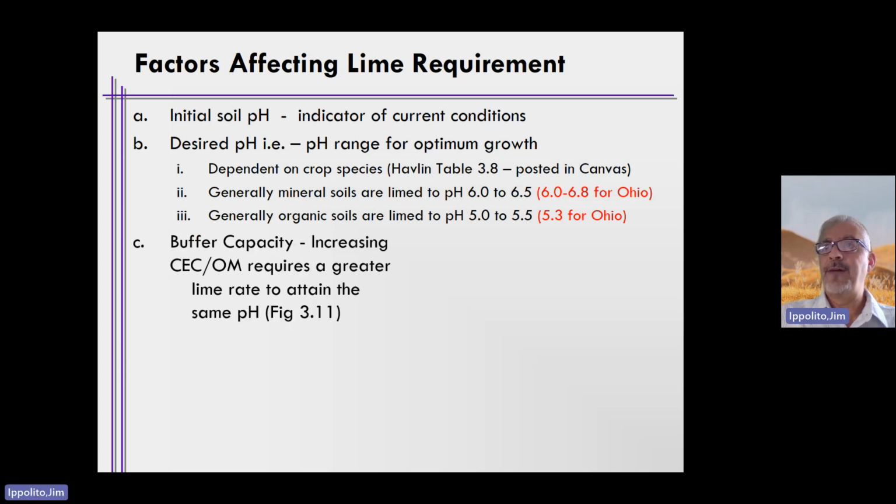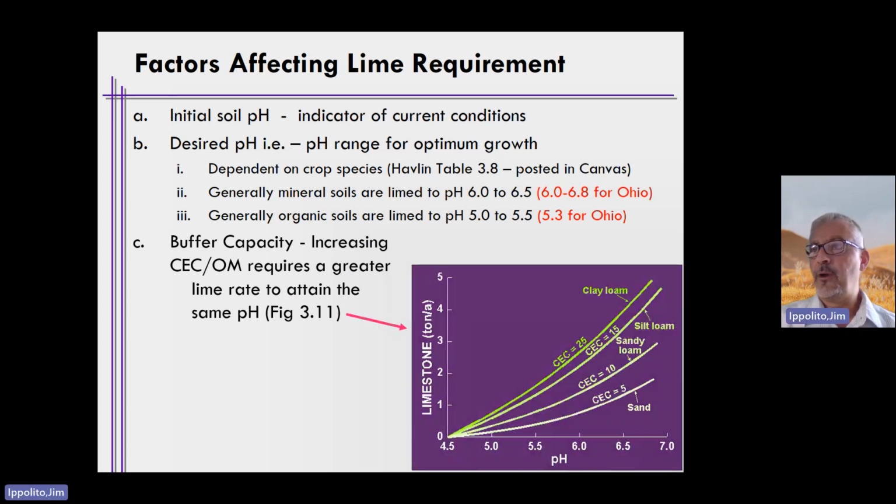Another factor that affects the lime requirement is the buffer capacity, right? We talked about this already, but as you increase cation exchange sites or organic matter, that increase in both of those requires a greater amount of lime to attain the same pH. And so here's some examples. We're going to talk about cation exchange capacity in the next unit in more detail.